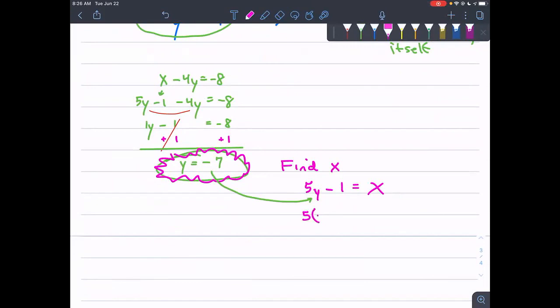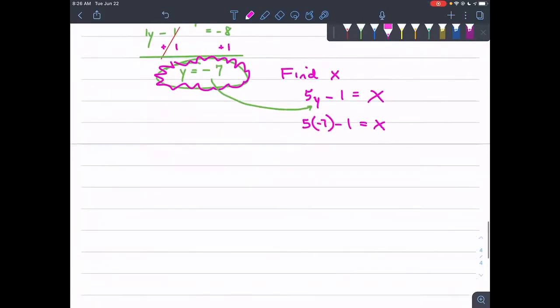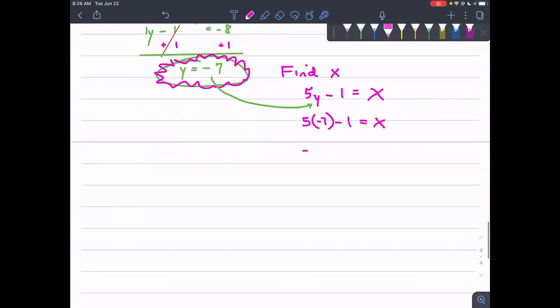So 5 times -7 minus 1 equals x. -35 minus 1 equals x. And so ultimately x equals -36.